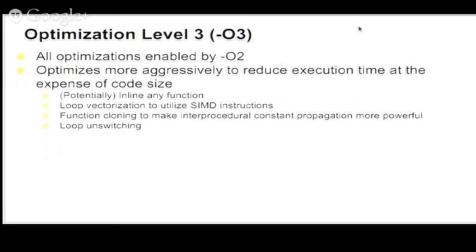-O3, if you don't care about code size, you might want to go ahead and use -O3. It could potentially inline any function, so you could get huge code explosions. Sometimes it makes things better, sometimes it makes things worse. You can do function cloning. This one is pretty interesting, where the compiler could make multiple copies of a function. If, let's say, you're calling one function with constant 5 and the same function with constant 10, the compiler could clone the function and optimize it with both of those constants. Okay.